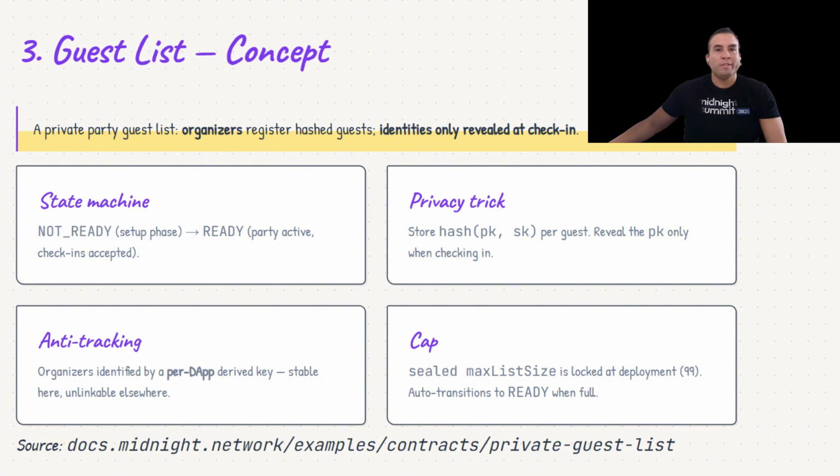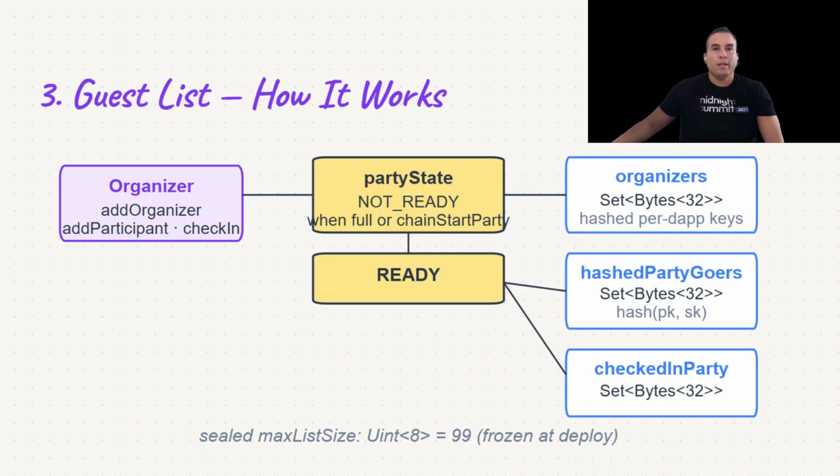One more nice touch. Organizers are identified by per app derived keys, which means nobody can follow a single person across different DApps. Cross-app tracking just doesn't work in Midnight. Let's look at the picture. On the left, the organizer role. Organizers can call three functions: add another organizer, add a guest, and check in a guest.